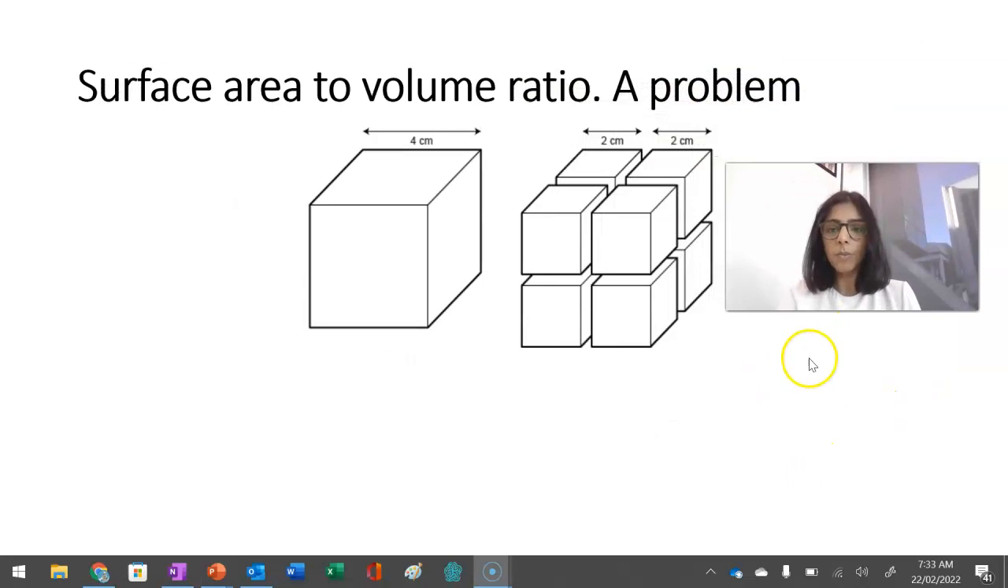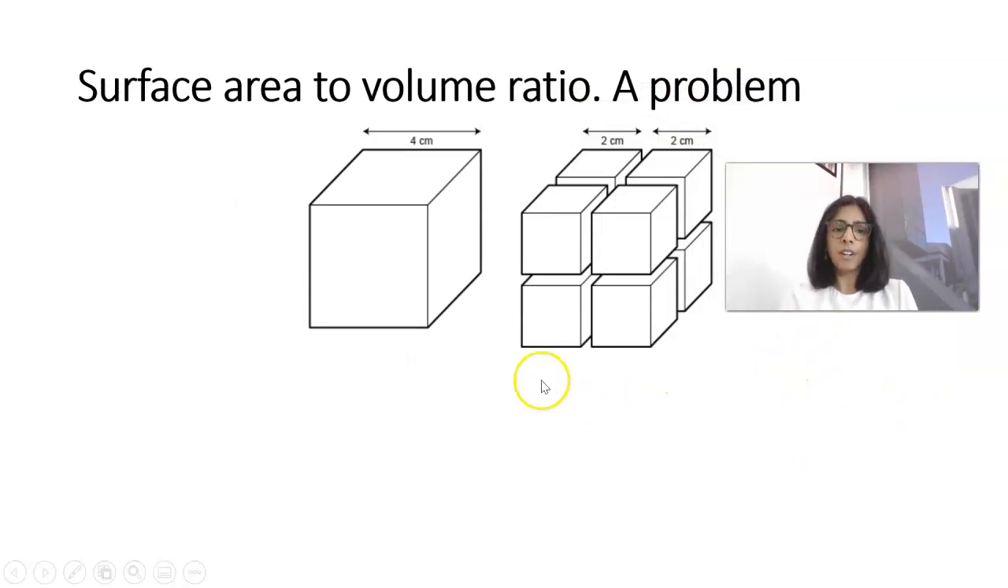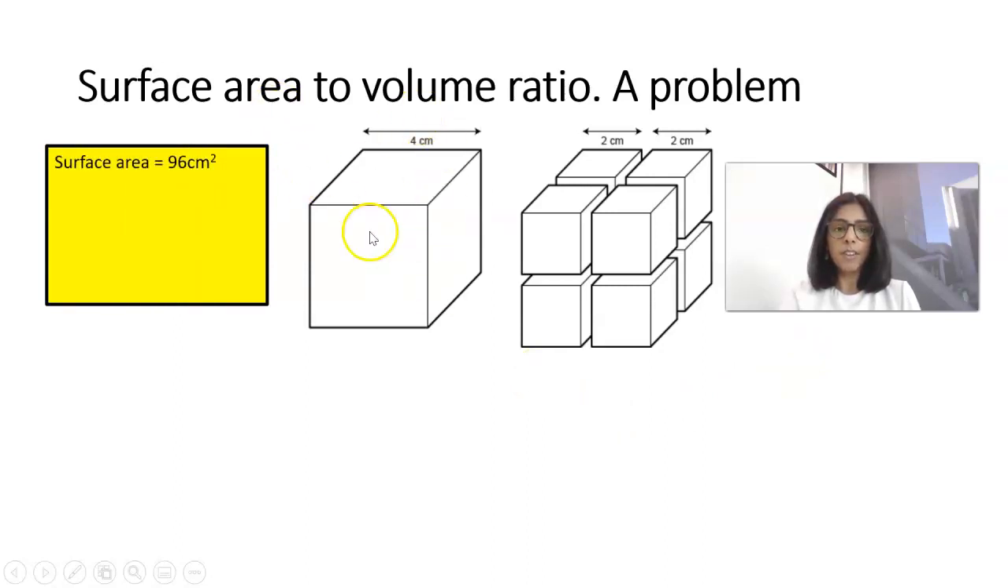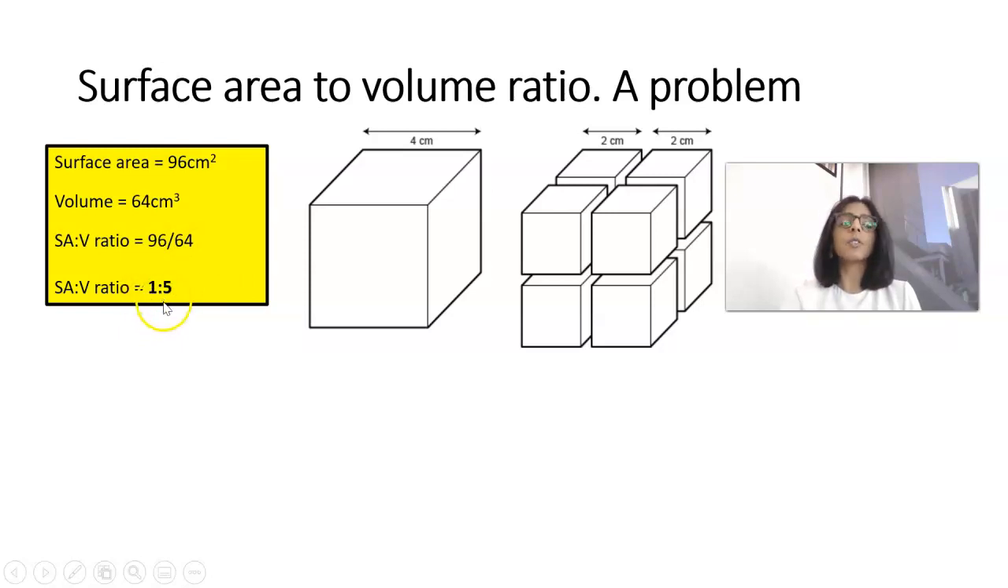Now, when we look at the surface area to volume ratio, we know for this cube the total surface area is 96 square centimeters, and the volume we just calculated is 64. So if we find the simplest ratio, it works out to be 1 to 5. That means for every 1 square centimeter of surface area, we have 5 cubic centimeters of volume.